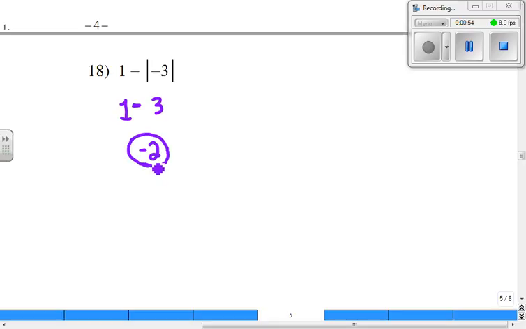Now this is a good example of the fact that just because we have an absolute value does not mean that our final answer is a positive number. The negative 3 becomes positive 3. But overall, we have 1 minus a positive 3, which gives us a negative 2.